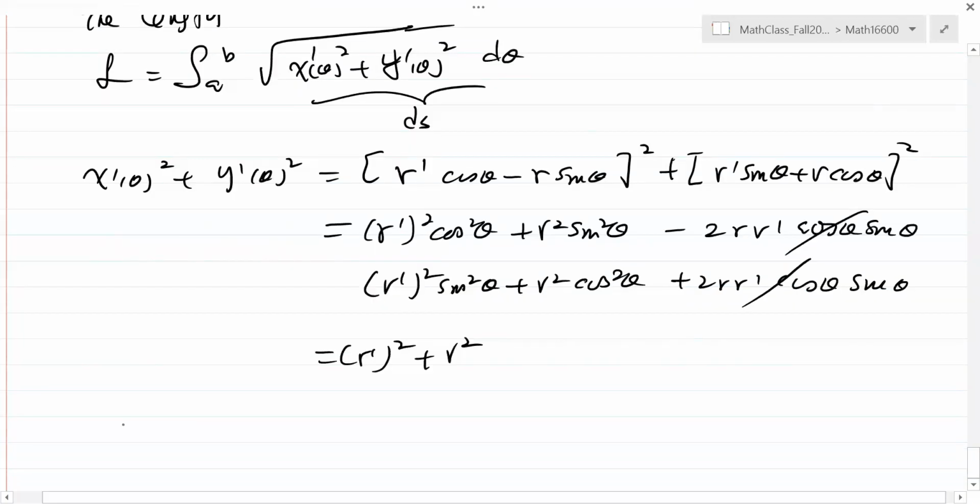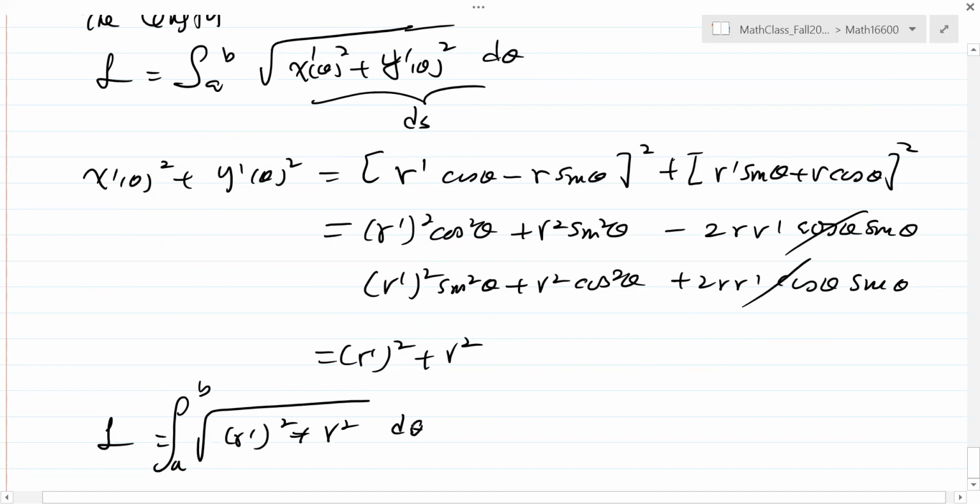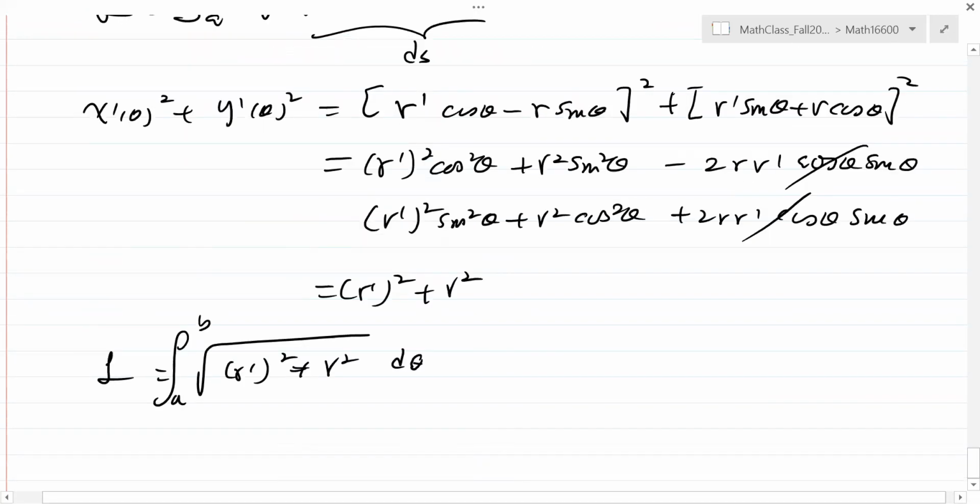Okay, great. So the length is just the integral from zero, of the square root of r prime squared plus r squared, d theta. If you have the polar equation, you can quickly get a formula for the arc length of a piece of the curve. Similarly, if you rotate the curve with the polar equation around the x axis, you can also get the area of the surface. But we're not going to pay attention to that part.